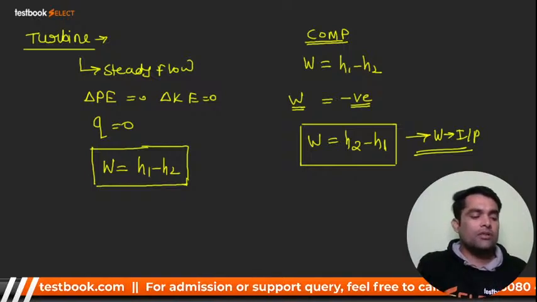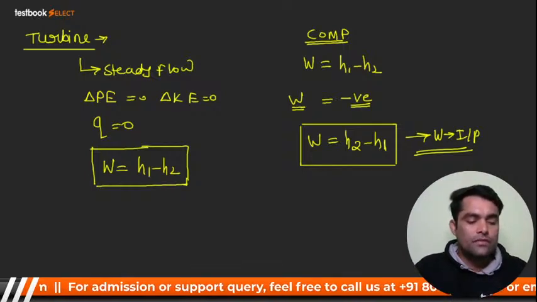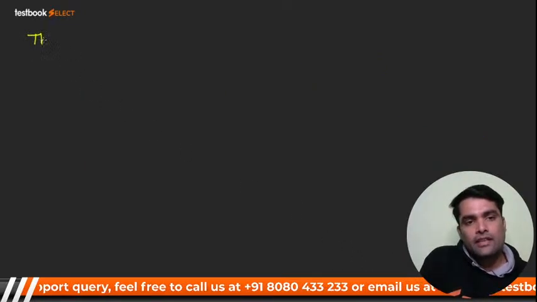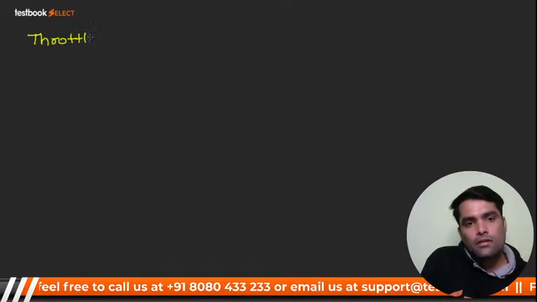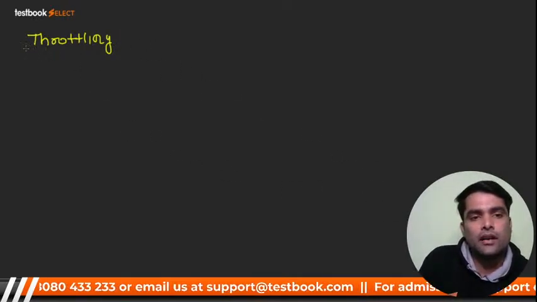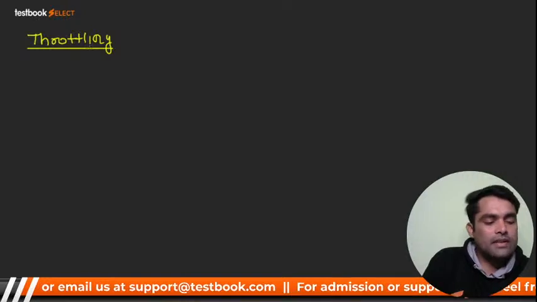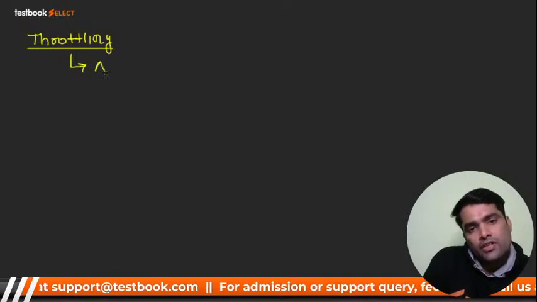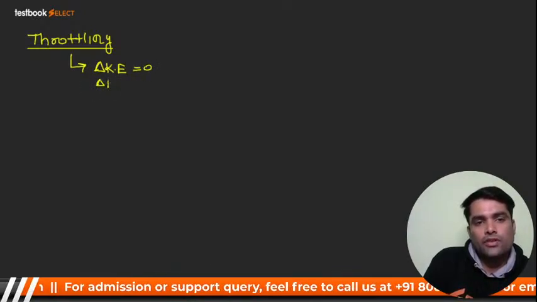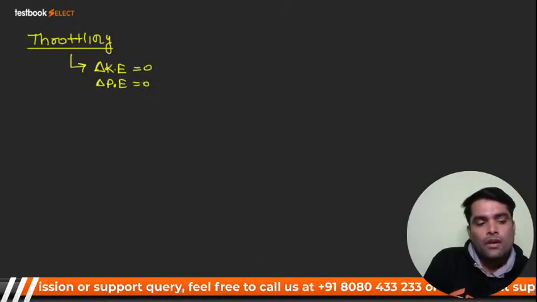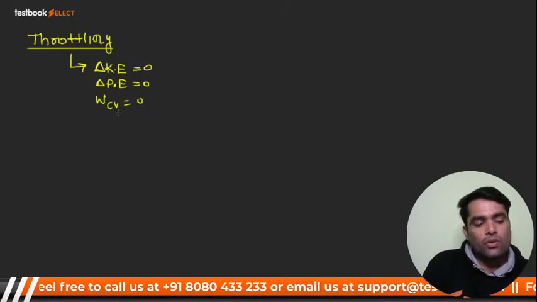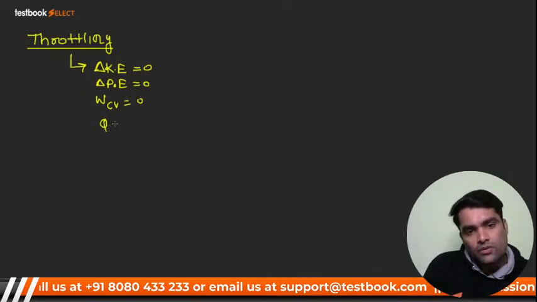Now my dear, अभी एक और चीज बताता हूं मैं आपको, that is throttling device. We have also applied this equation to the throttling device, हमने थ्रॉटलिंग डिवाइस को भी अप्लाई किया था ये इक्वेशन, right? So we have taken some assumptions in the throttling device as well. That is, change in kinetic energy is equal to 0, change in potential energy is equal to 0, work done by control volume will be 0, and there is no heat transfer, that is Q is equal to 0.